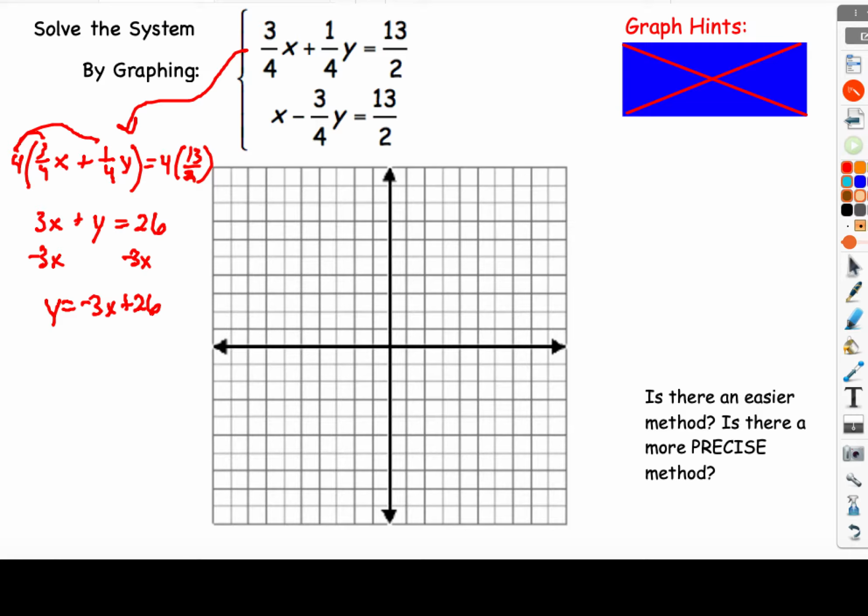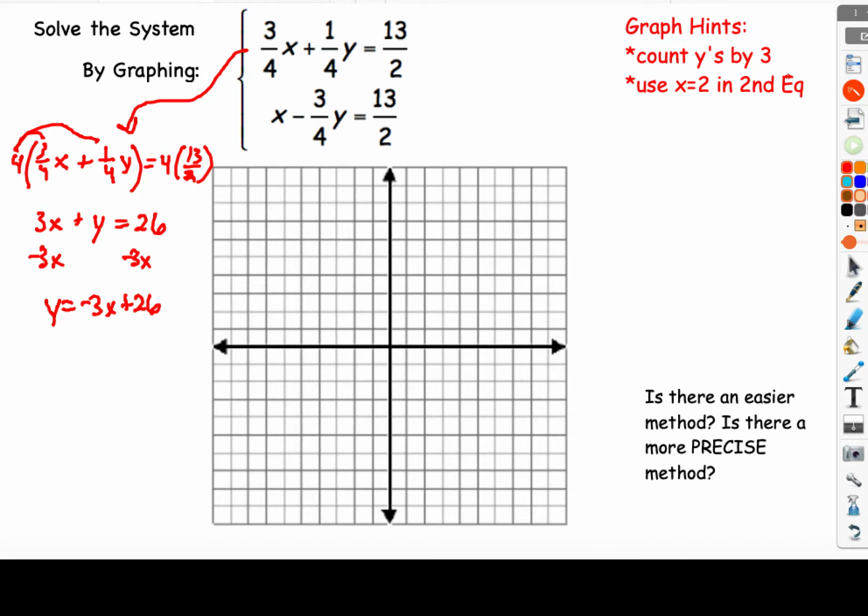So a couple of graphing hints on this one. I'm going to count the y's by 3, so that on my graph it takes me all the way up to 30. So 27 would be the line right below that, and 26 is going to be just below that line. It might look more like a halfway point, but it should be about a third of the way down there. 26, 25, and 24 would have been the actual line.